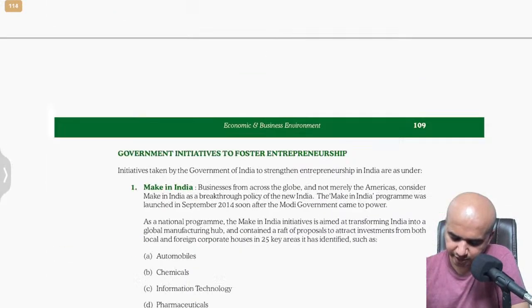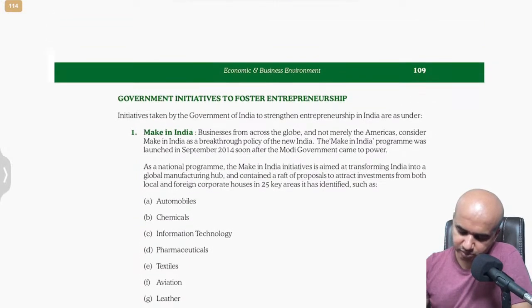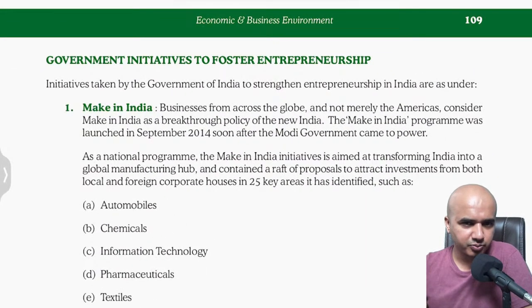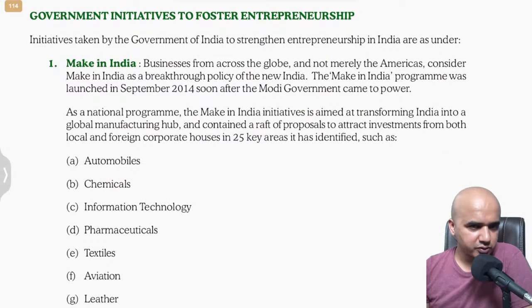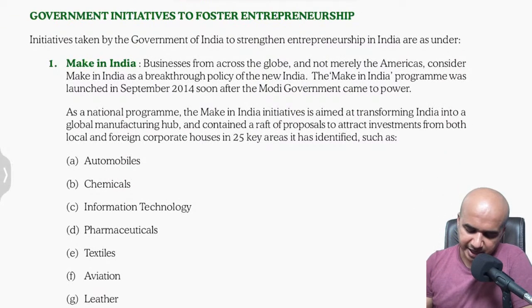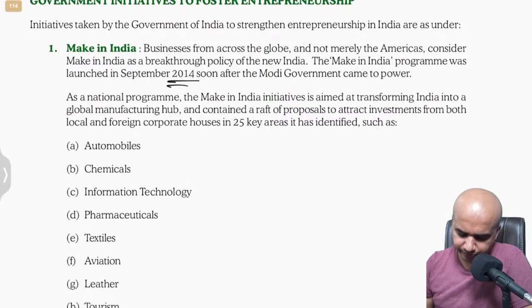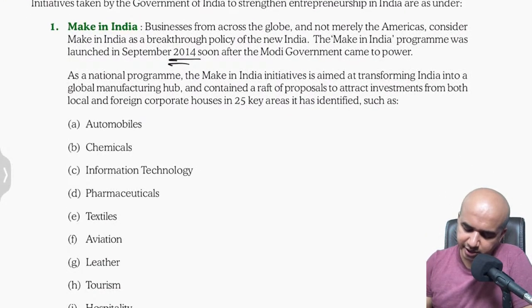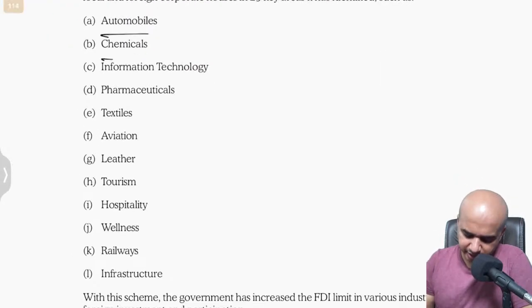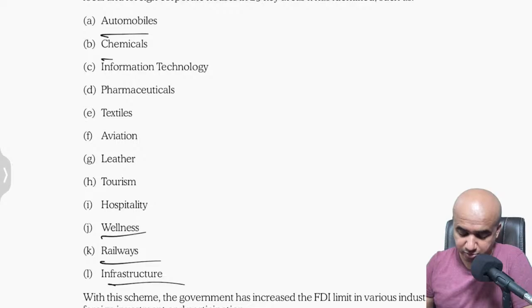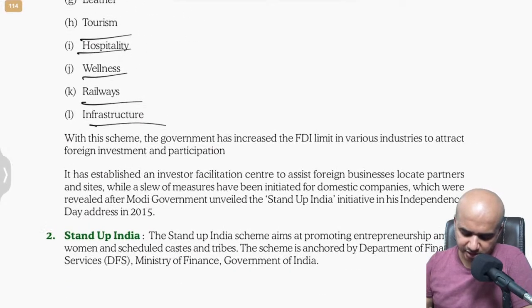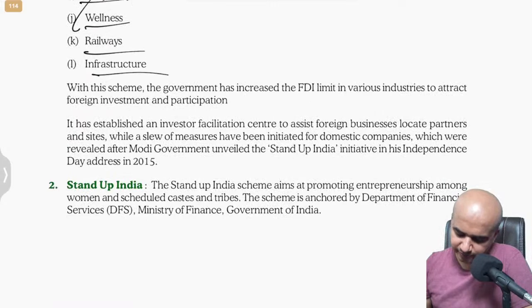Entrepreneurship scenario. Let's see what exactly we have here. Government initiatives to foster entrepreneurship. What are the initiatives which the government has taken up? Make in India, we've already seen that. It was launched in September 14 after the new government came to power. As a national program, the Make in India initiative is aimed at transforming India. We have already seen the key areas: automobiles, chemicals, etc. Then we have railways, wellness, hospitality, tourism. So different areas. No need to remember all of this.